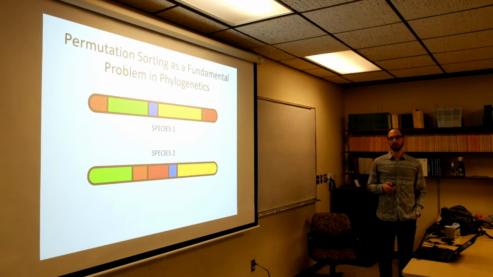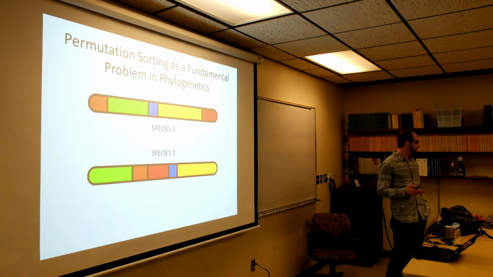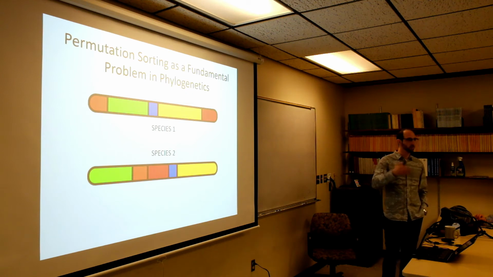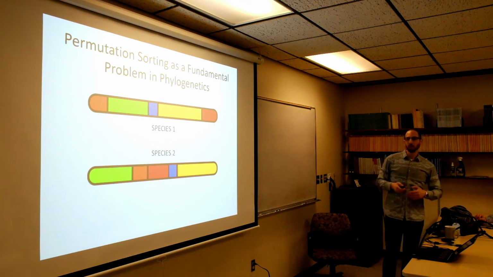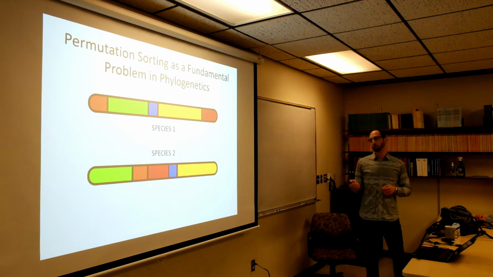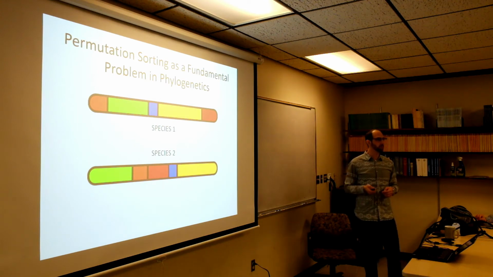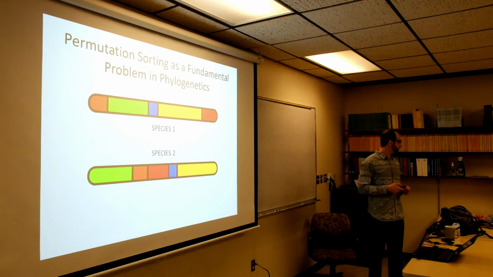Basically, in phylogenetics, one of the main problems is to reconstruct the evolutionary history of all organisms, right? There's a tree that we only see the leaves of, and you want to know everything that happened before. One way to do this, let's say you've got two genomes here, is to compare them and say, how far apart are they? But how do we measure how far apart they are? Well, there's certain kinds of transformations that occur over time.